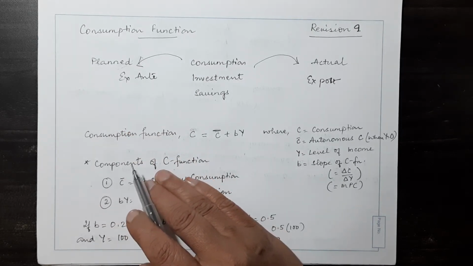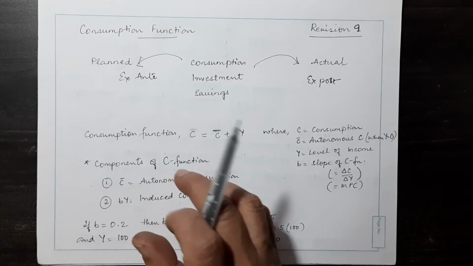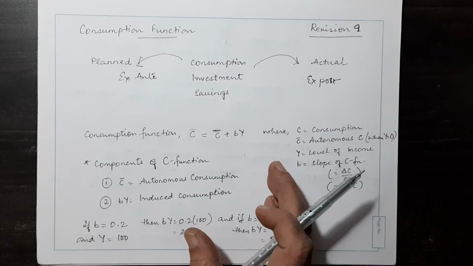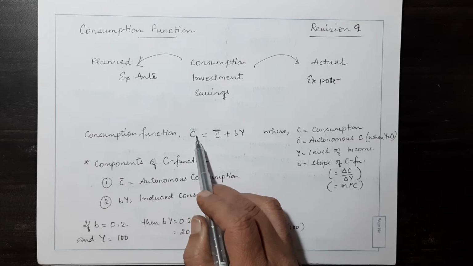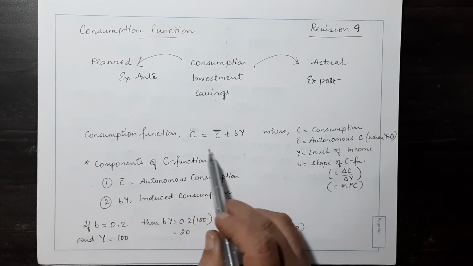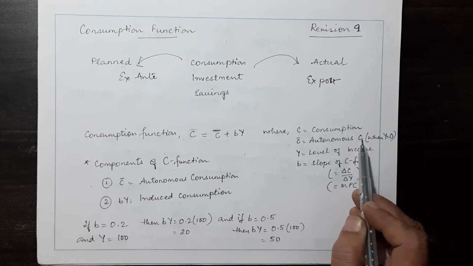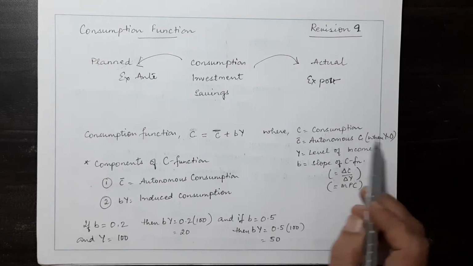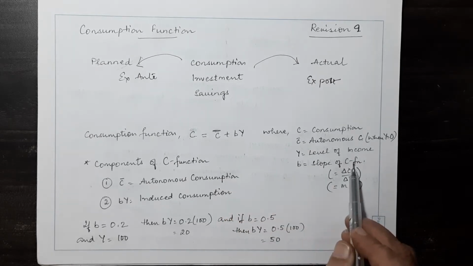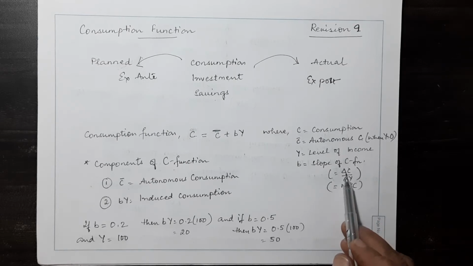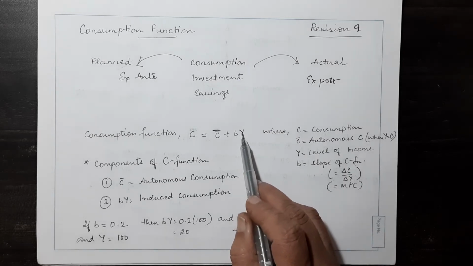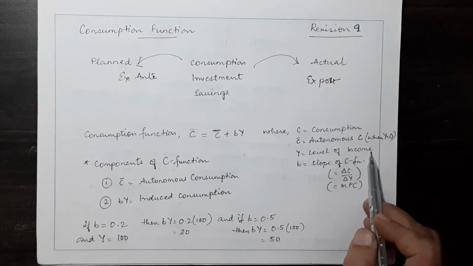Now, let's go into the consumption function. Consumption function is described as the relation between consumption and income, isn't it? So, consumption function C is given by C bar plus BY, where C is the consumption in an economy, C bar is the autonomous consumption. What do we understand by autonomous consumption? That level of consumption when the income level is 0, plus B. B is the slope of the consumption function, which is the change in consumption due to the change in income. So, delta C by delta Y, otherwise called the marginal propensity to consume, and Y is the level of income in an economy, right? So, that is the consumption function.